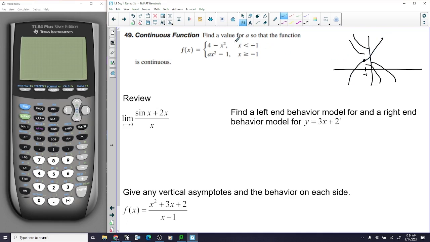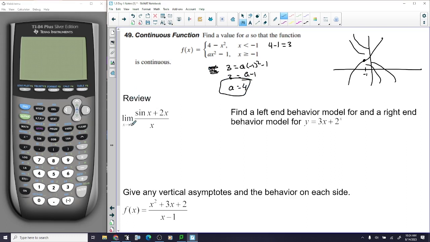Let's plug -1 in here. 4 minus, -1 squared is 1, that's 3. I need this to be 3 when we plug -1 in. I need 3 to be equal to a times -1 squared minus 1. So 3 equals a minus 1. I need a to be 4. As long as it's 4, that's a continuous function.